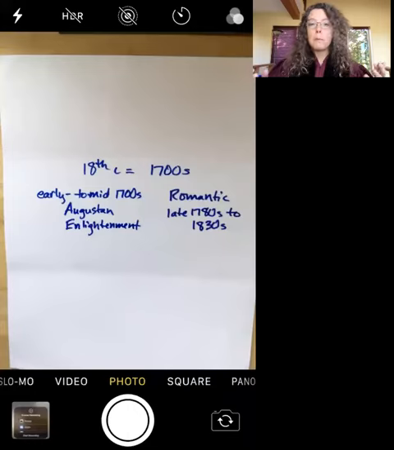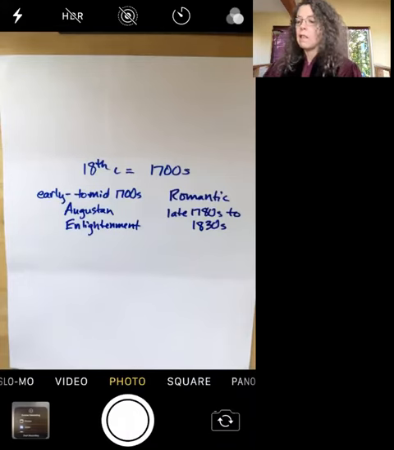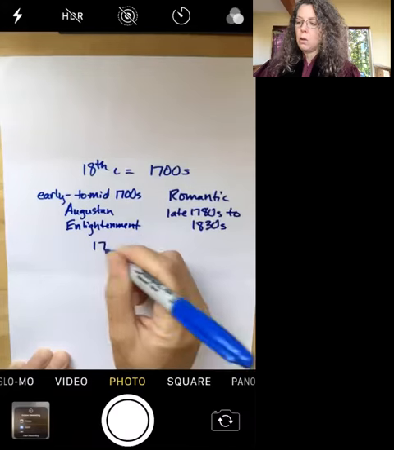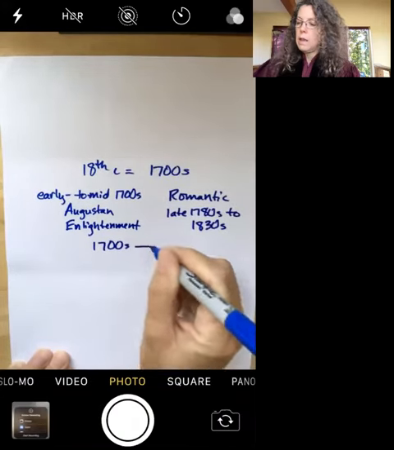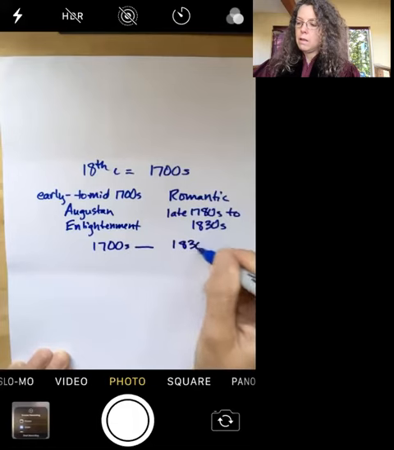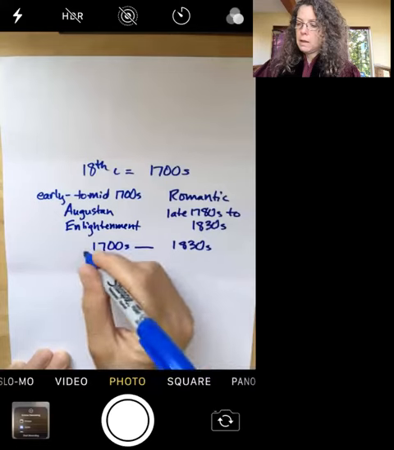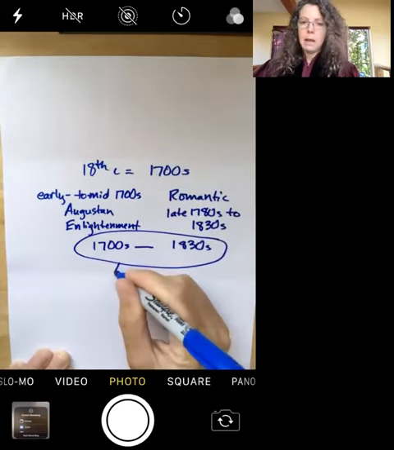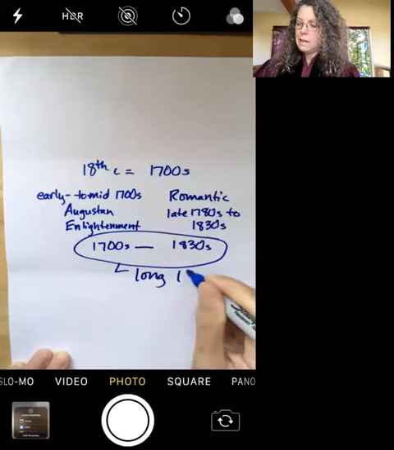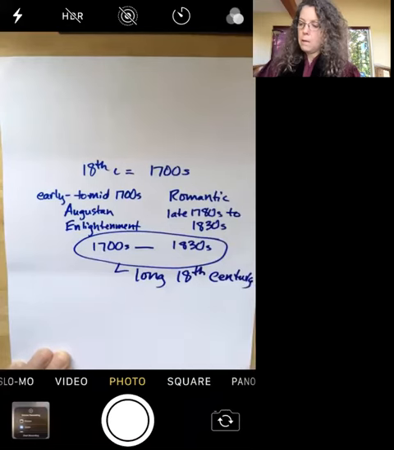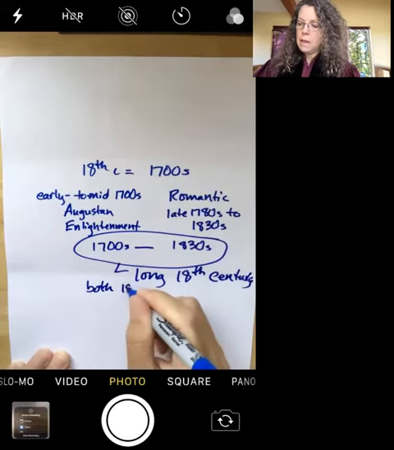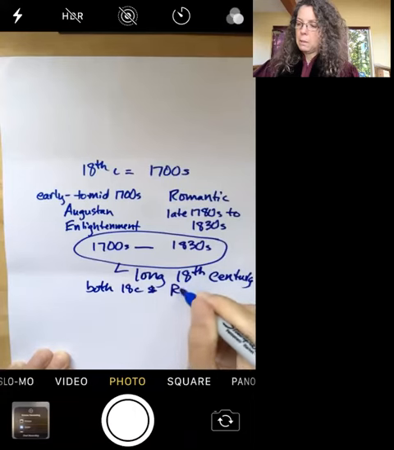Because we want to make sure you get all the literary periods covered in your studies, the Romantic period might be covered in either the 18th century classes or the 19th century classes. And so that's why an 18th century class is a long 18th century class, because it actually goes from the 1700s into the 1830s, so that it covers the 18th century plus the Romantic period. This becomes your long 18th century, both the 18th century and the Romantic period.